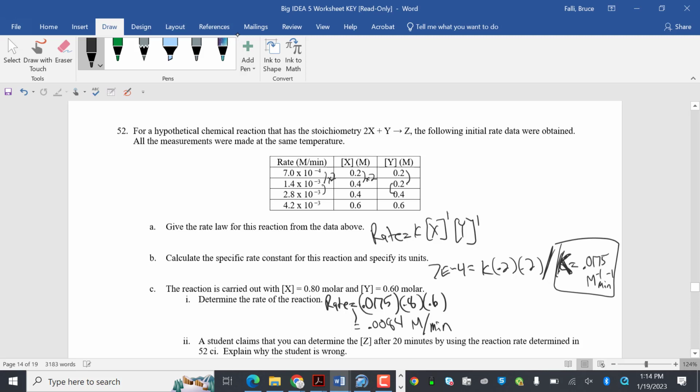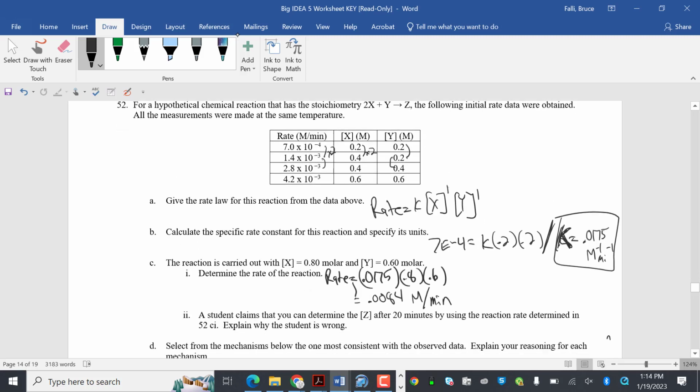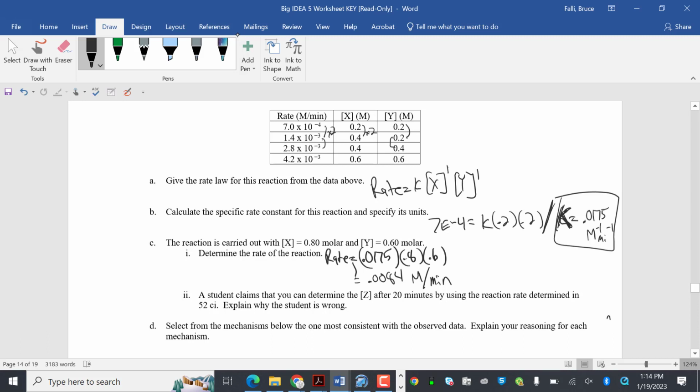A student claims you can determine Z after 20 minutes by using the reaction rate determined in 1C. Explain why the student is wrong. You can determine Z after 20 minutes by using the rate determined in C. Explain why the student is wrong. What's Z? The rate of Z after 20 minutes by using the rate determined in 52C. This is instantaneous rate.